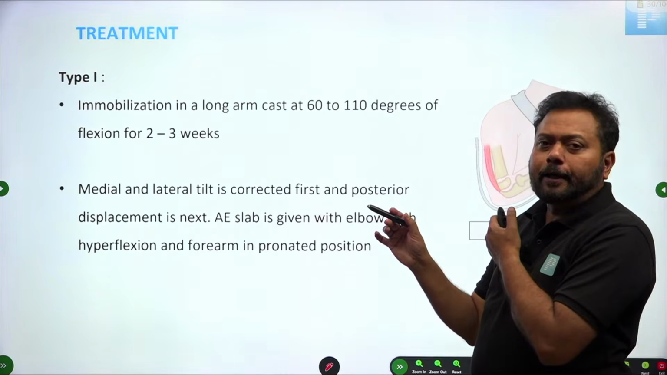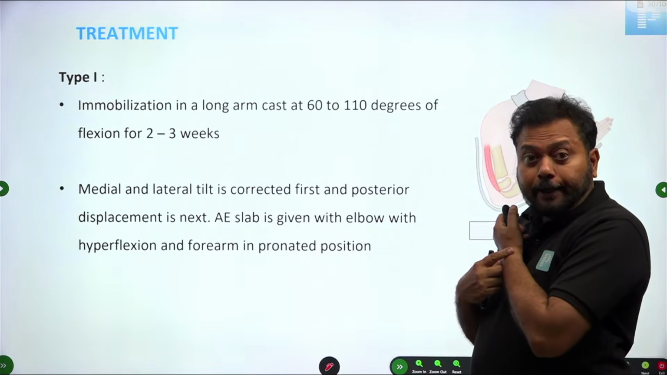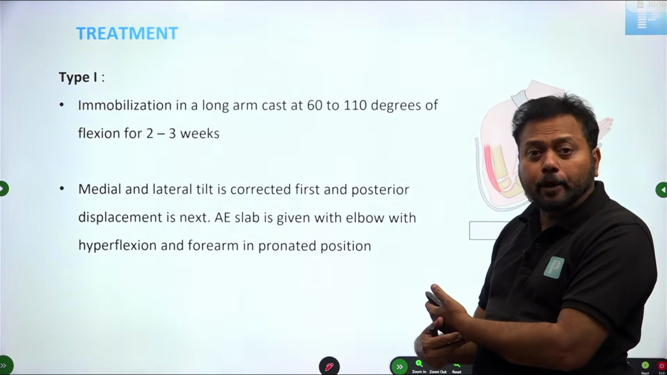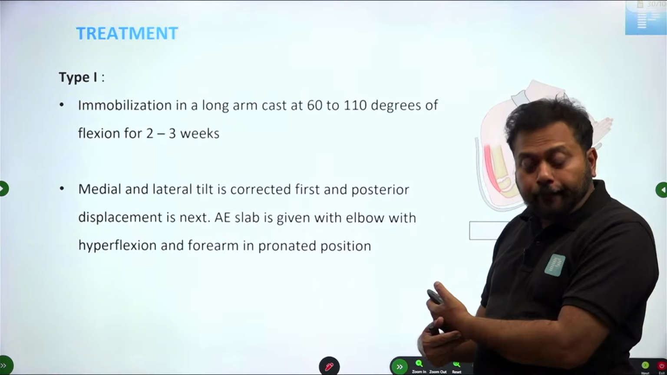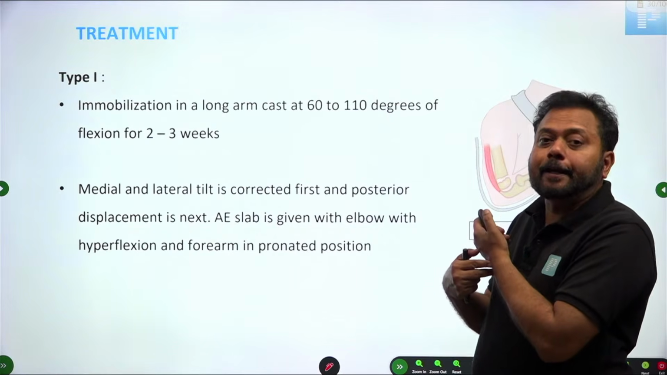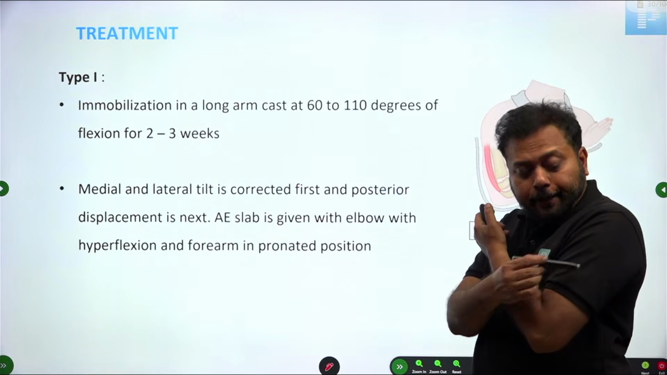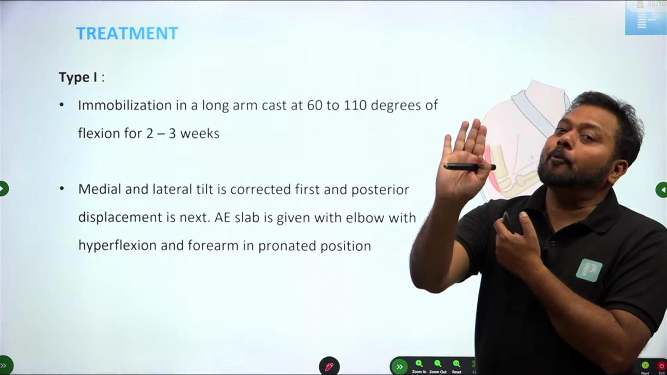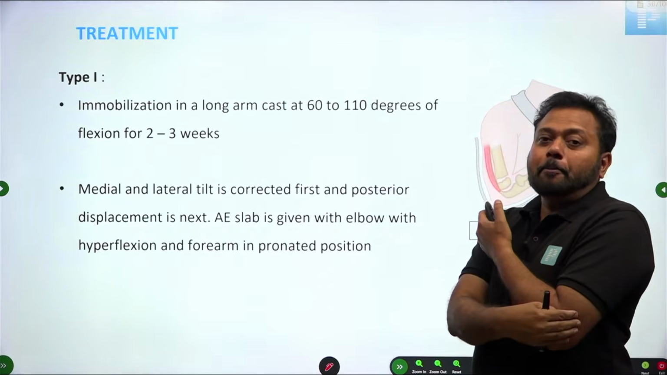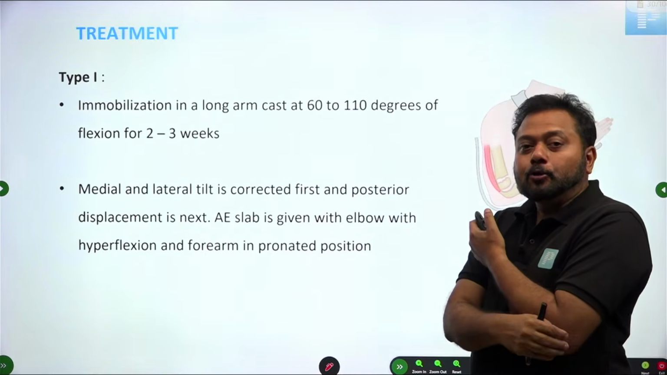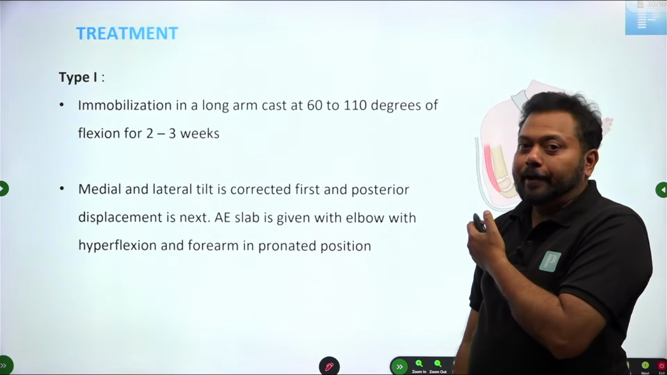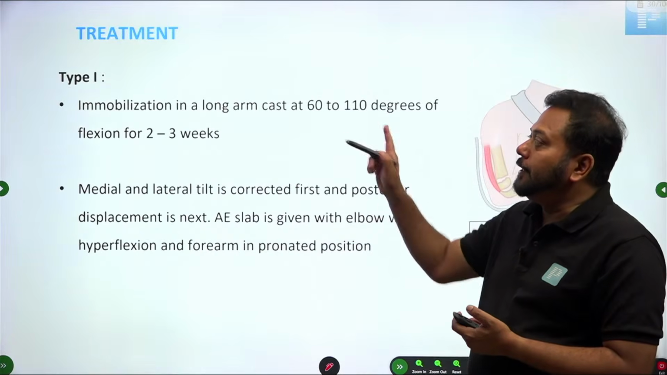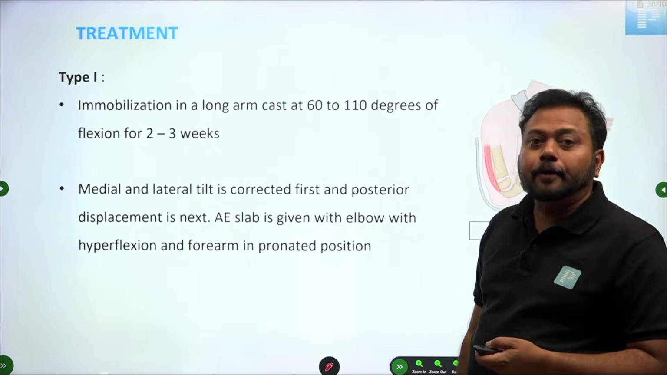A POP slab in 110 degrees. Normally you will flex only to 90 degrees and give an above elbow POP slab. In supracondylar fracture, you will flex it to 110 degrees. Why flex to 110 degrees? The triceps will become very tight and support the fracture, buttressing it like a slab. So there is additional stability for healing. That is why you are flexing it to 110 degrees. This is the treatment of choice for type 1.